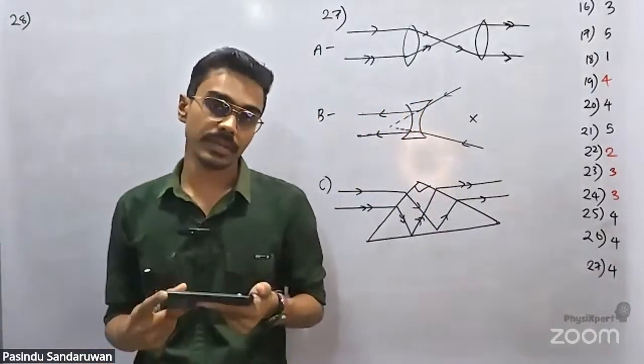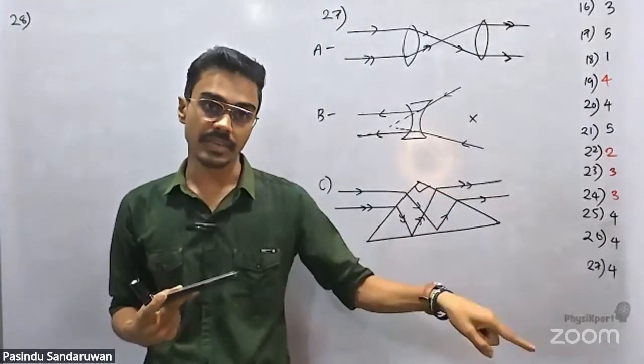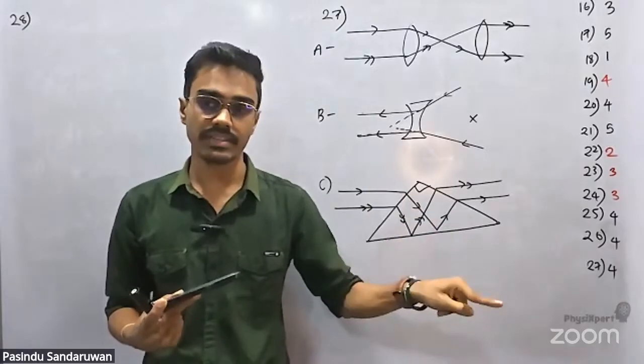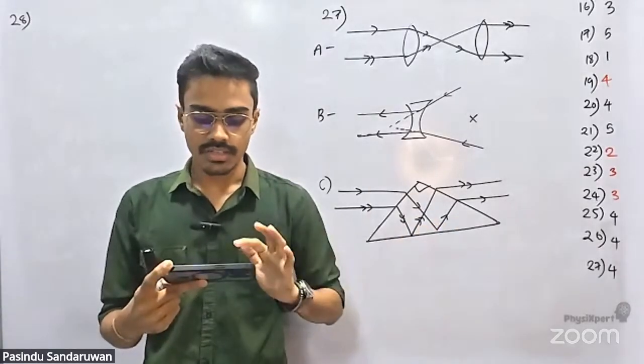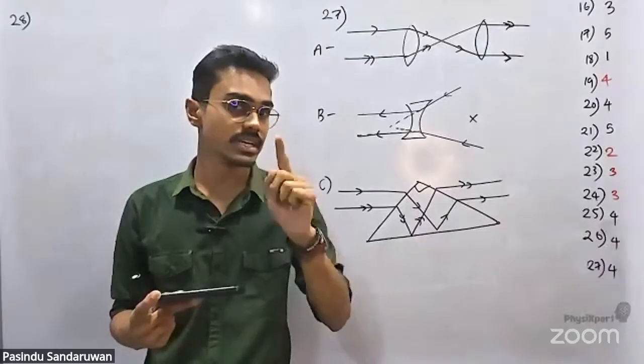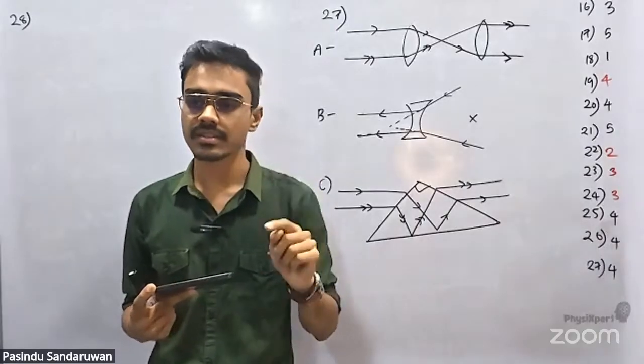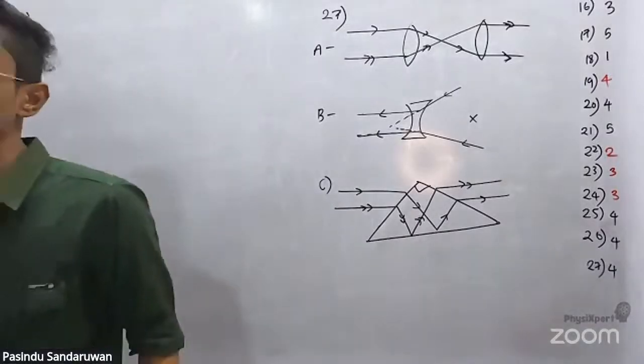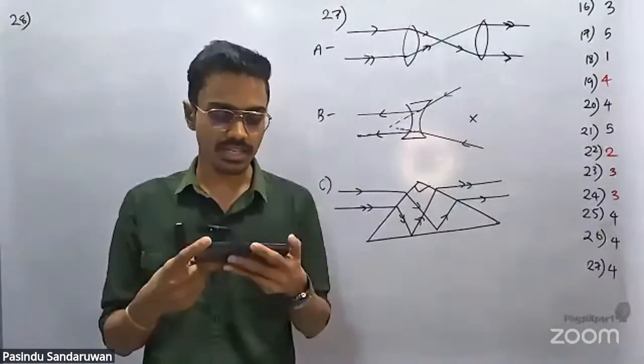Onto a screen means that's a real image. Real images are formed only by convex lenses. So the lens used here has to be a convex lens. That is the first hint you should take.